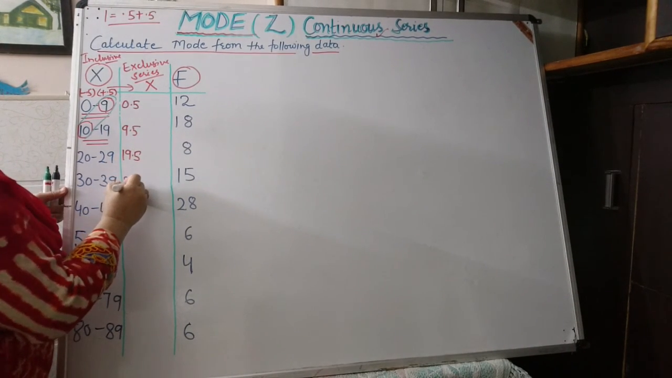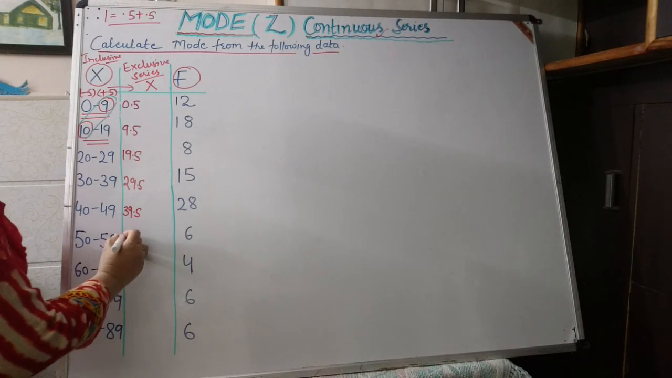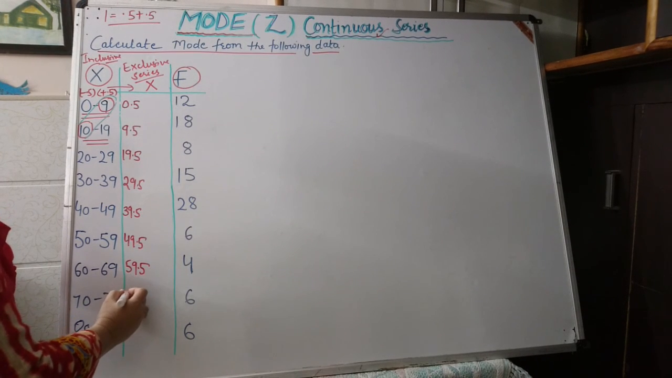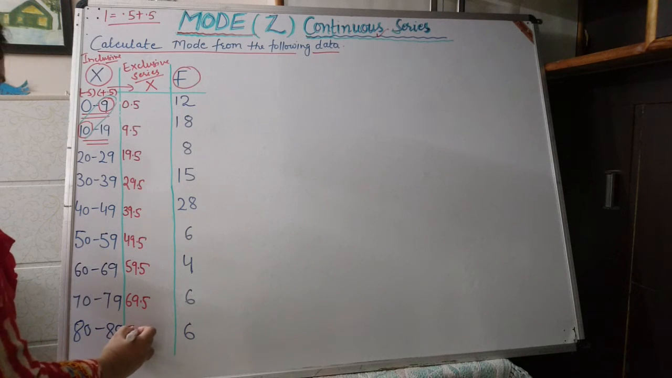19.5, 29.5, 39.5, 49.5, 59.5, 69.5 and 79.5.